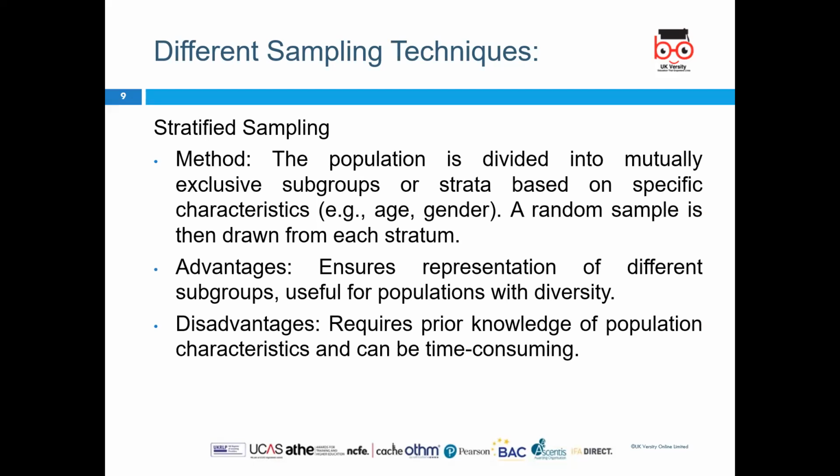Then we have stratified sampling. In this sampling, the population is divided into mutually exclusive subgroups based on specific characteristics. A random sample is then drawn from each stratum. So basically, subgroups are created and then you draw samples from those subgroups. The main advantage of this sampling technique is that it ensures the representation of different subgroups and it is useful for populations with diversity. The limitation of stratified sampling is that it requires prior knowledge of population characteristics and it can be time consuming. There will be a lot of time and effort involved in grouping the participants and using the stratified sampling technique.